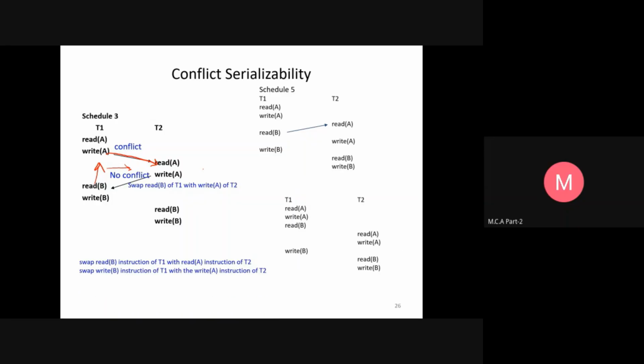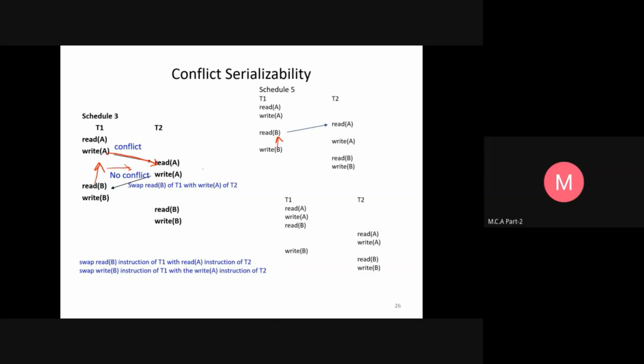So we can look at this. Since write B of transaction T1 with the write A of transaction T2 do not conflict, we can swap these instructions, right? So we can take this write B above here, and we end up with this particular schedule over here, with this schedule that is here.